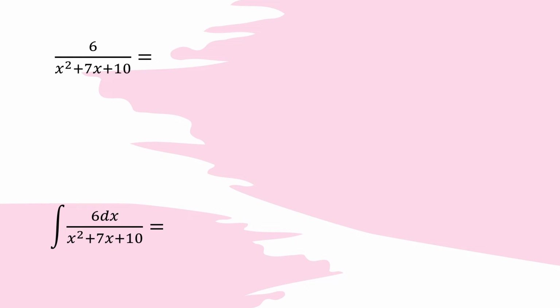Let's do another one start to finish. We're going to first break 6 over x squared plus 7x plus 10 into partial fractions. So we factor: x plus 5 and x plus 2 works for me. And then we know that that must be equal to a over x plus 5 plus b over x plus 2.